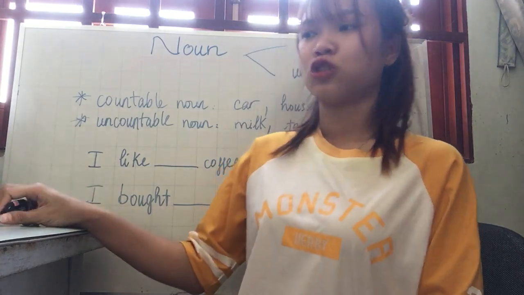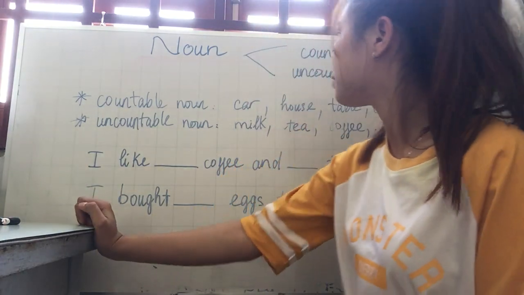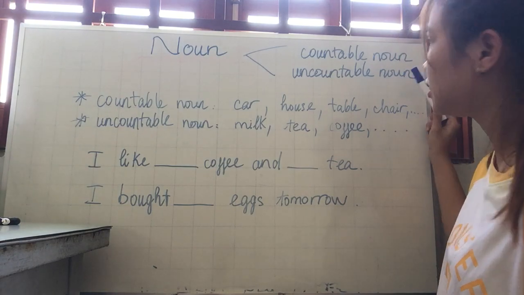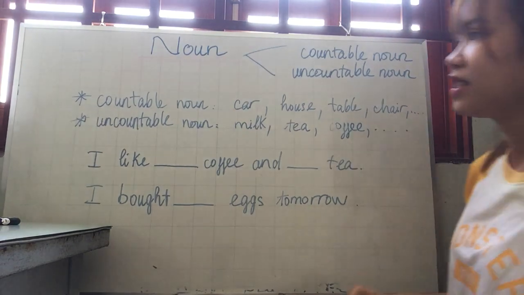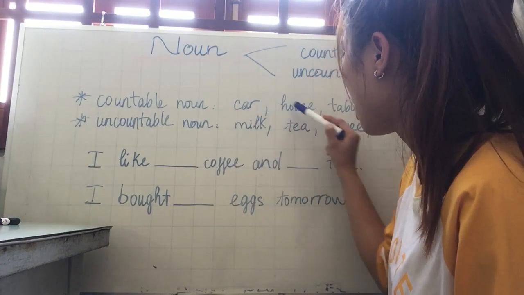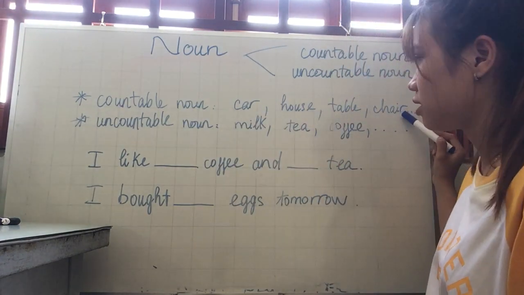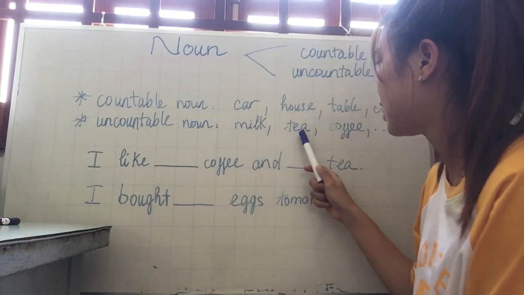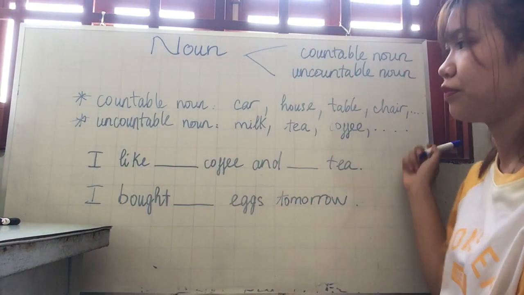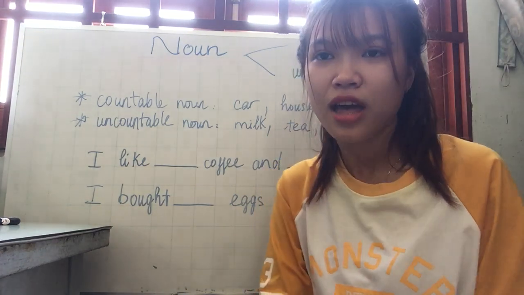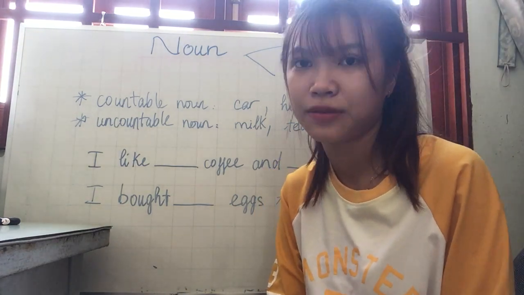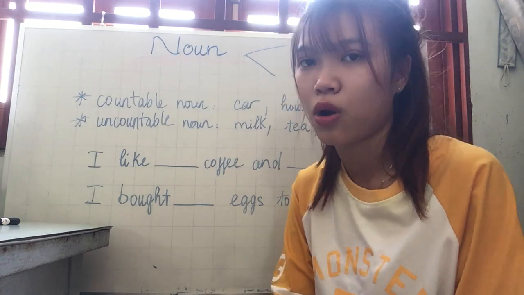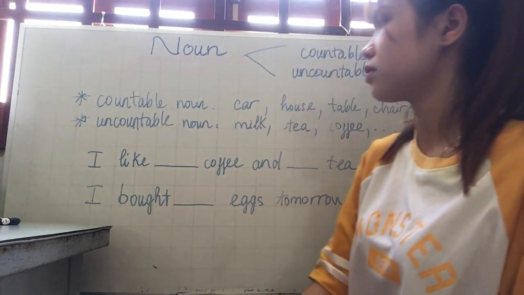Today I will talk about nouns. Now we have countable nouns and uncountable nouns. With countable nouns, we have car, house, table, chair, and so on. And with uncountable nouns, we have milk, tea, coffee, and so on. Now I will show you some good tips to do exercises about adding an article for a noun.